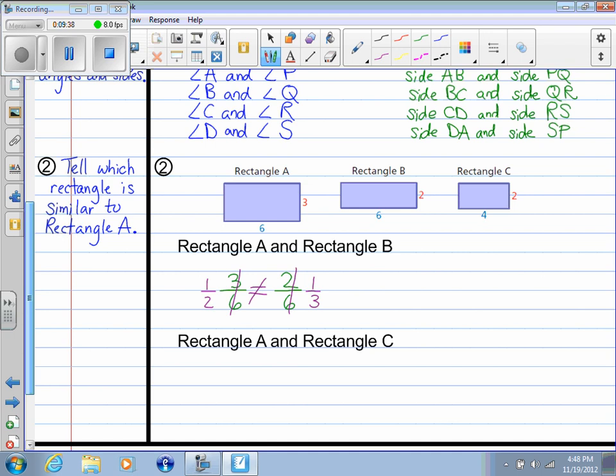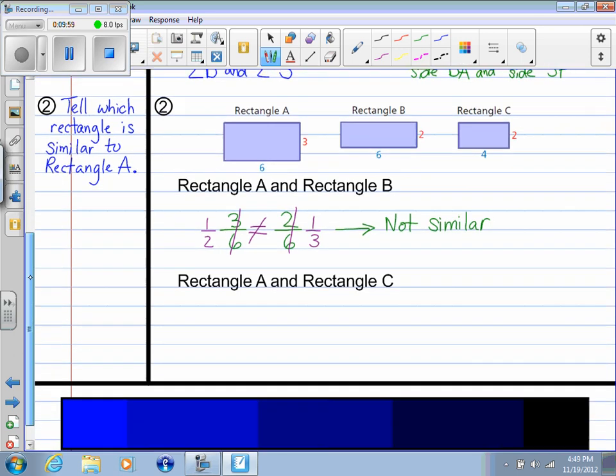Since their fractions are not equivalent, that means this is not a proportion. And if it's not proportional, then they are not similar. So we've just proven that rectangle A and rectangle B are not similar. Let's look at rectangle A and rectangle C.